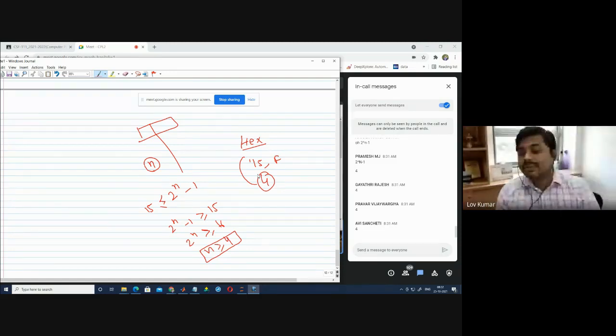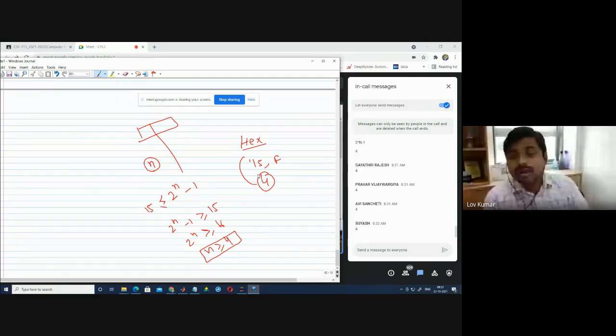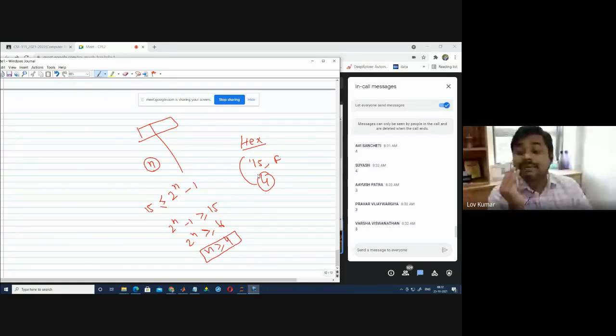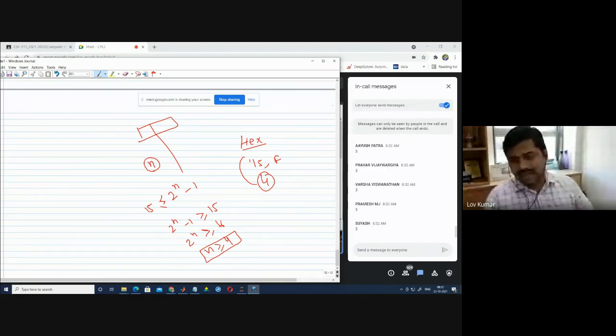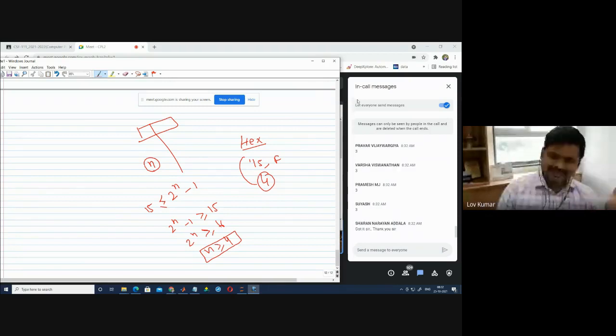For the octal number, what is the minimum number of bits required to write a single number? 3 bits. The minimum number of bits required to write a single number is 3 bits. Clear? Any doubt how to convert hexadecimal to binary?